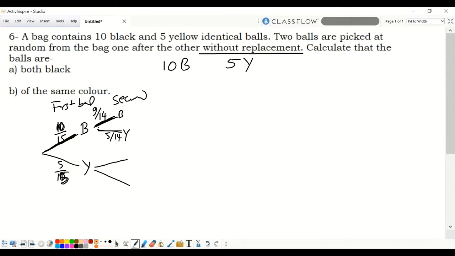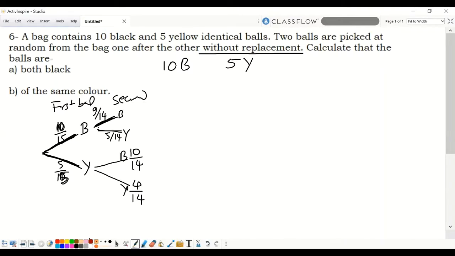Now let's do here. Because the first ball is yellow in this branch, we will be left with just 4 yellow out of 14. But 10 black balls are still there, so the probability of black will be 10 over 14. And now this tree diagram makes our job easy.